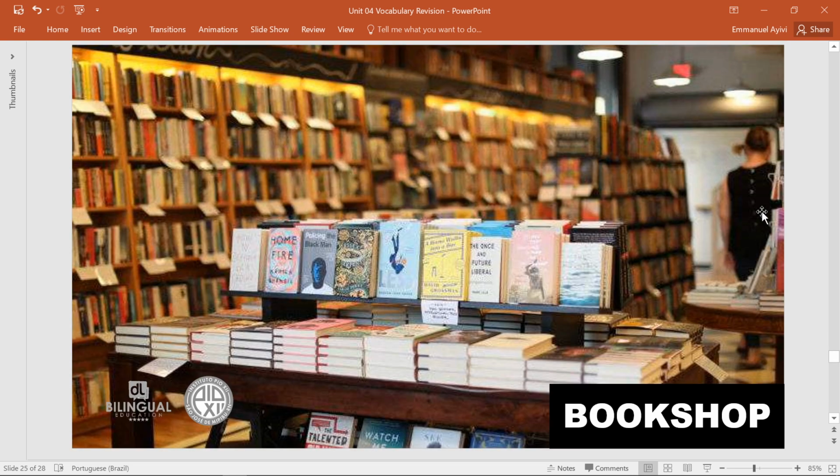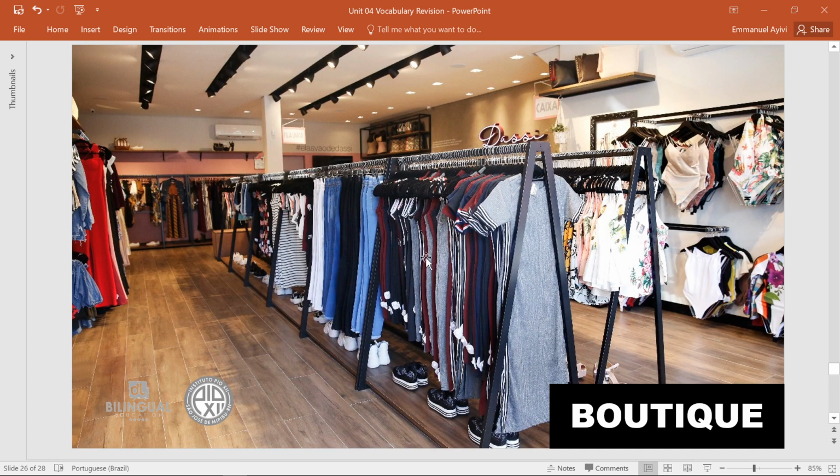Here we have the bookshop. Okay, the bookshop. So this is a bookshop. Sorry guys. So this is a bookshop. This is where we buy our books. Okay, so you can see different types of books sold here. Okay, nice. And finally, we have our boutique. Boutique. So boutique is a place where we buy our clothes or dresses. Okay, when you want to buy a trouser, a shirt, you go to a boutique. Okay, nice.